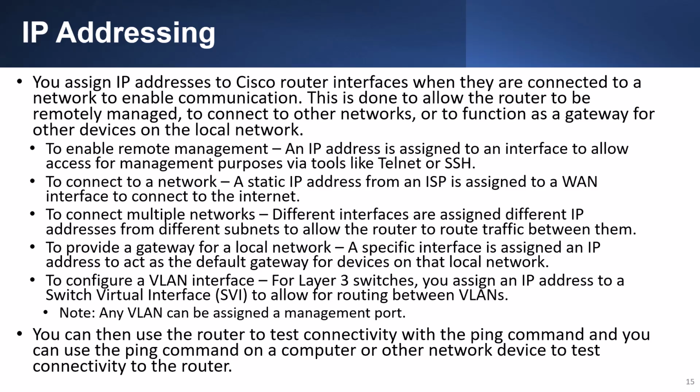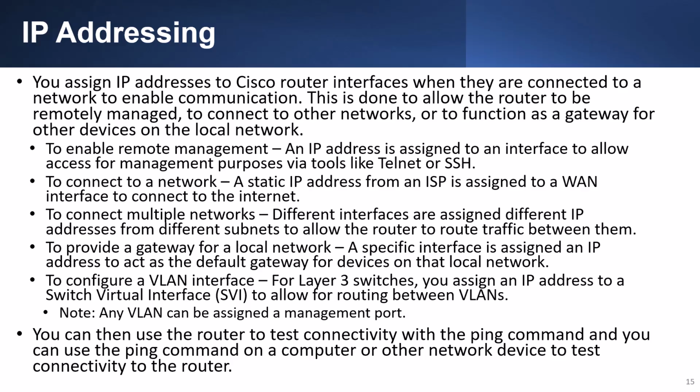You assign IP addresses to Cisco router interfaces when they are connected to a network to enable communications. This is done to allow the router to be remotely managed, to connect to other networks, or to function as a gateway for other devices on the local network. To enable remote management, an IP address is assigned to an interface to allow access for management purposes via tools like Telnet or SSH. To connect to a network, a static IP address from an ISP is assigned to a WAN interface to connect to the internet.